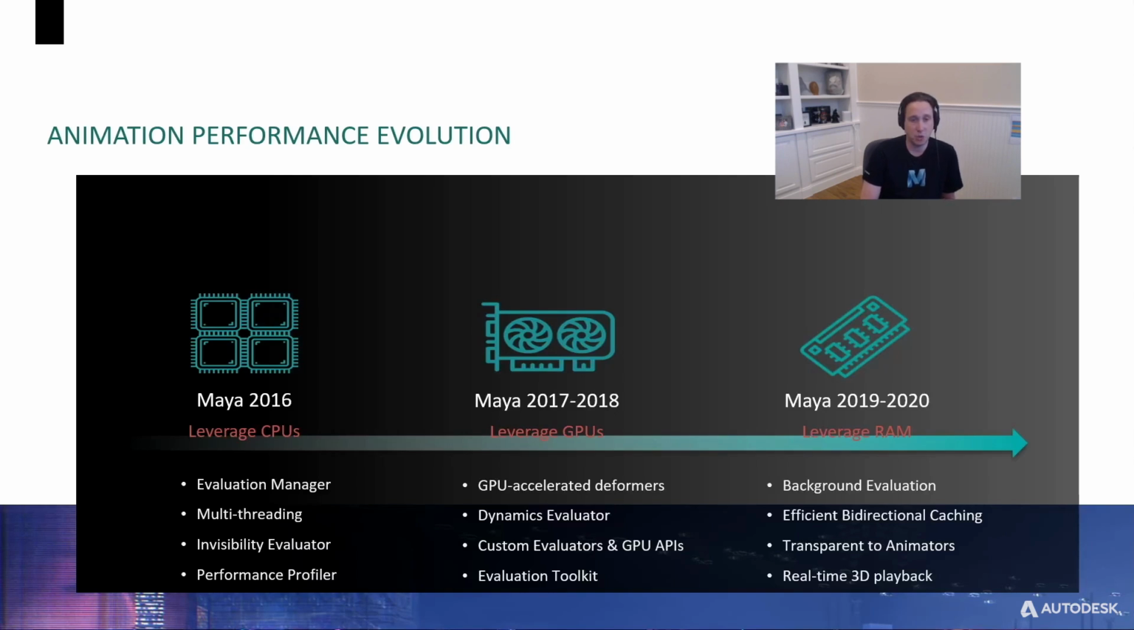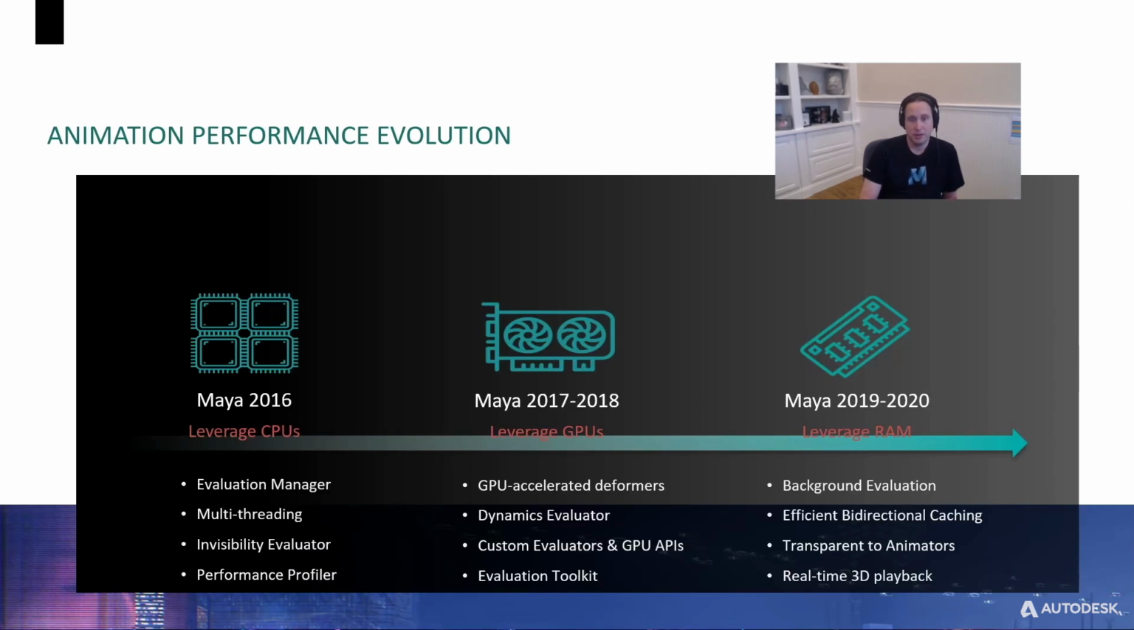In Maya releases 2017 through 2018, we focused more on GPU acceleration. So 2016, we're focusing on CPU. 2017, 2018, we're focusing on GPU. So with GPU, we rolled out GPU accelerated deformers, the dynamics evaluator, custom evaluators, and GPU APIs, as well as the evaluation toolkit.